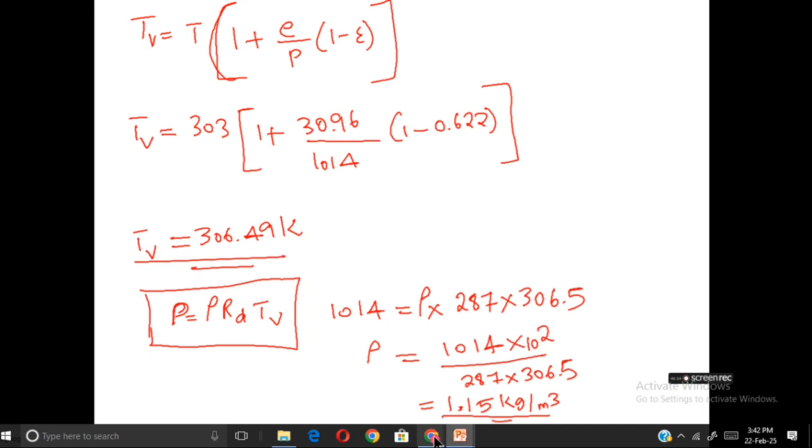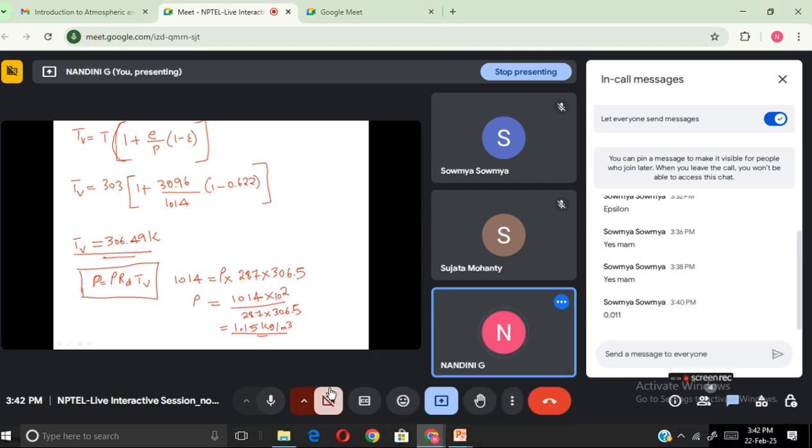I hope you got the answer. I hope the concepts are clear. Yeah, Soumya, the value is coming at 0.011. So that's what I was telling: you have to convert the value of pressure from hectopascal to pascal, which is the SI unit. Then calculate, and you will get around 1.1 kilogram per meter cube as the answer.